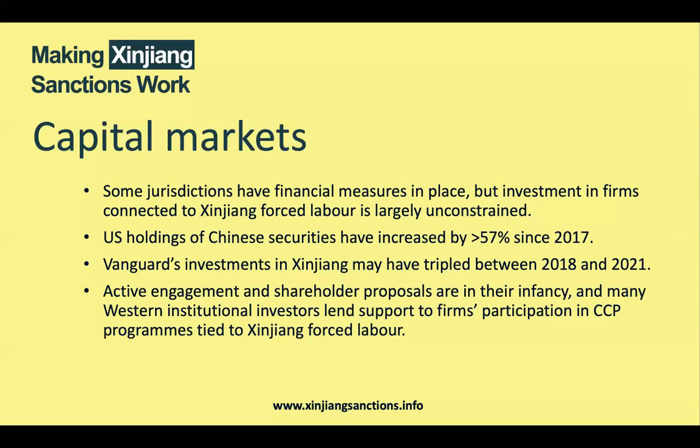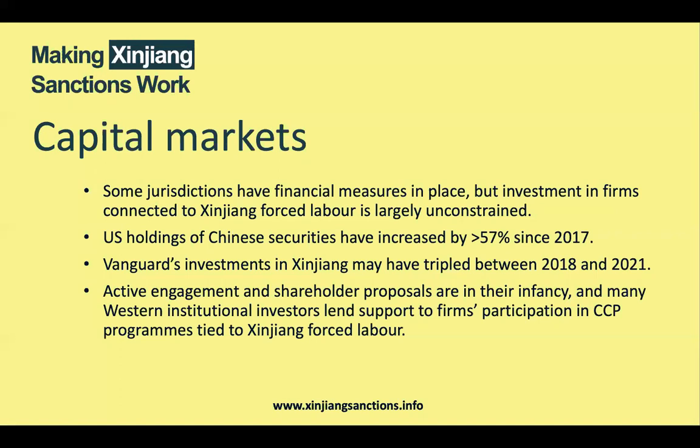Indeed, US holdings of Chinese securities surged 57.5% from $765 billion in 2017 to as much as $1.2 trillion in 2020. Looking just at Xinjiang, Vanguard's investments specifically reportedly tripled between 2018 and 2021, the same period that forced labor was becoming a mass phenomenon there. And institutional investors outside of the US, of course, own shares and other positions in many Chinese firms sanctioned by the US.